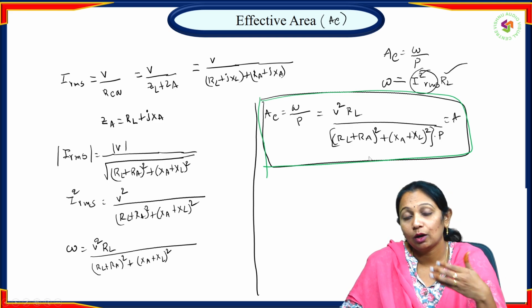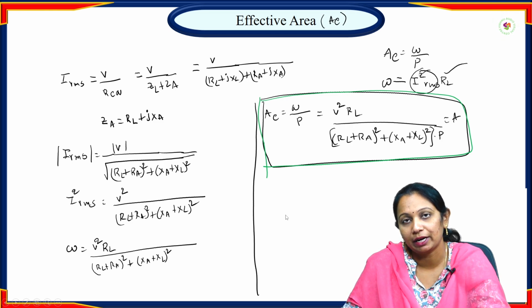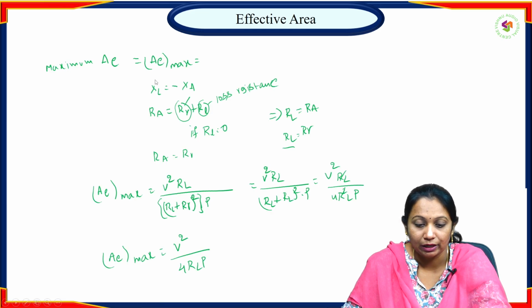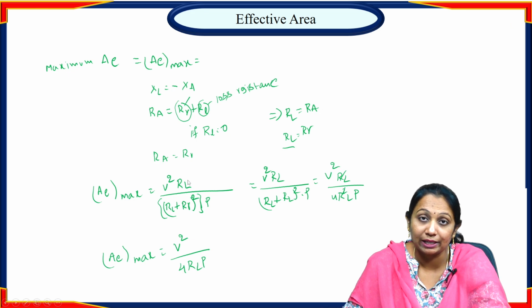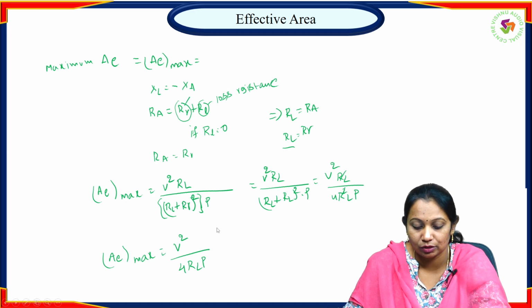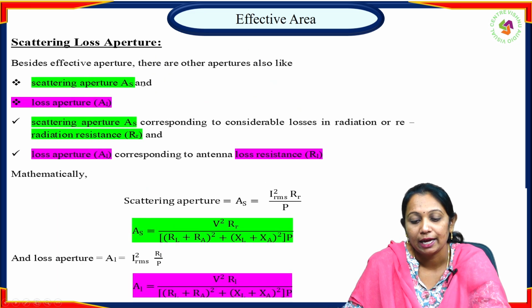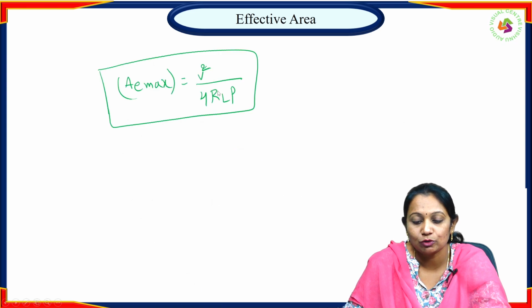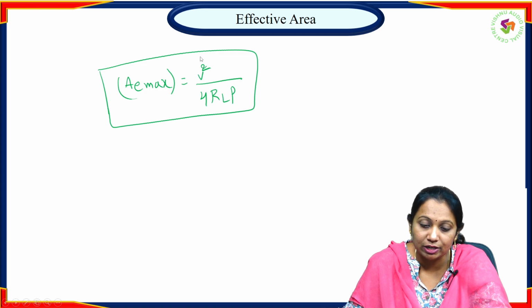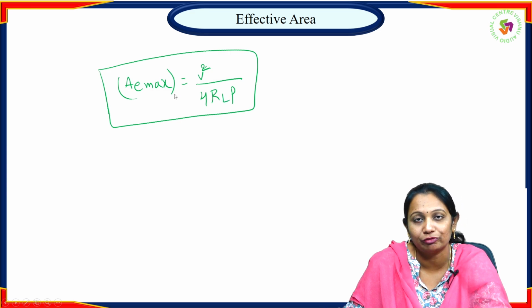That means when the maximum power is transferred from the antenna to the load, the conditions are XL is equal to minus XA and RA is equal to the radiation resistance or the load resistance. At that time only can we transfer the maximum power from the antenna to the load terminal. Then the final expression for the effective area is AE max is equal to V square by 4RL into P. So if you know the Thevenin's voltage or the induced voltage at the open terminals, and we know the load resistance, then we can easily calculate the maximum effective area of the antenna.